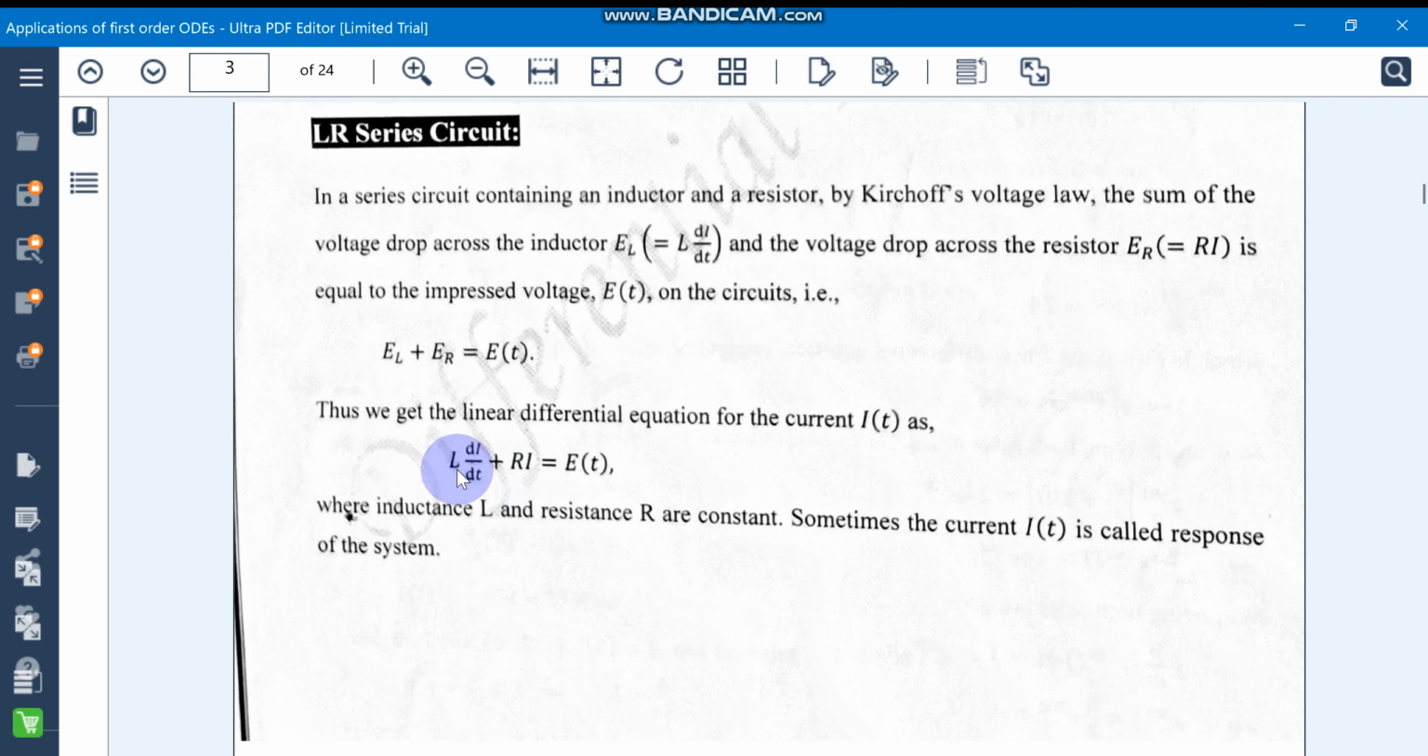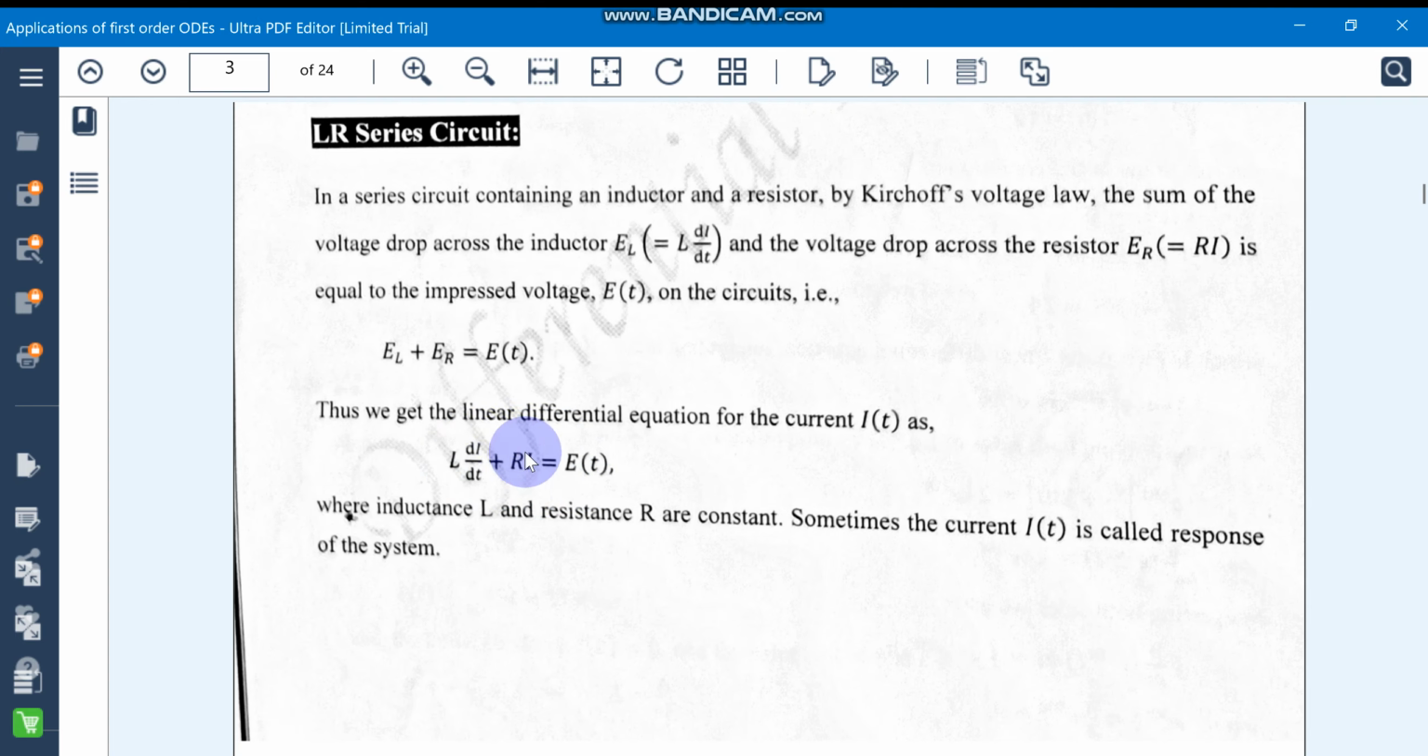L is the inductance of the inductor, R is the resistance of the resistor, E of t is the electromotive force, I is the current, and this term shows the instantaneous rate of change in the current. So background जो है आपको ये जो मॉडल है which is a linear first order differential equation, इसमें आपका ये कंसेप्ट क्लियर होना चाहिए कि ये हमने एक्चुअली किरचॉफ वोल्टेज लॉ को यूटिलाइज किया है.